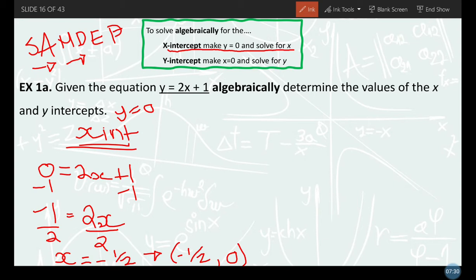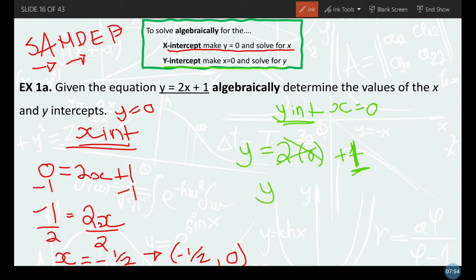Now I want to do the same thing for the y-intercept. Now the y-intercept, I wrote the rule up here. Make x equal to 0 and solve for y. So make x equal to 0. So let's do that. y is equal to 2 times x, which we're now making 0, plus 1. Well, what's 2 times 0? 0, so that's gone. So y is equal to 1, which means that's the point on the graph at 0, 1. So there, I've solved for the x and y intercepts for that graph.